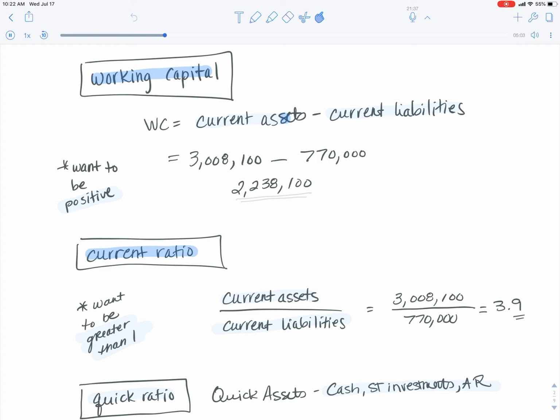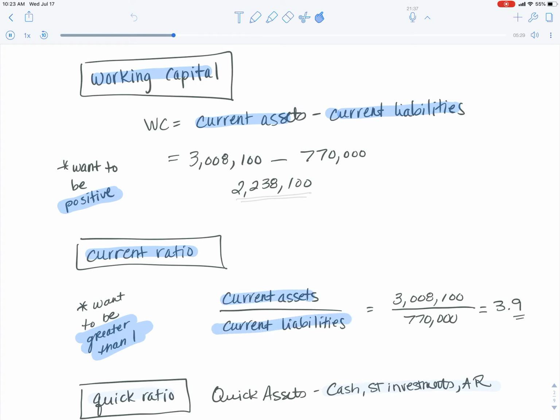And if you get a positive result for working capital, then that's a good thing. And for current ratio, if you get a number greater than 1 in your answer, that's a good thing. So working capital is current assets minus current liabilities, and current ratio is current assets divided by current liabilities.